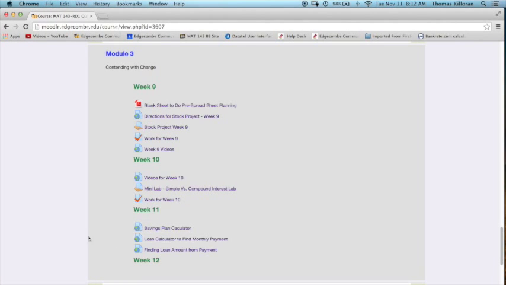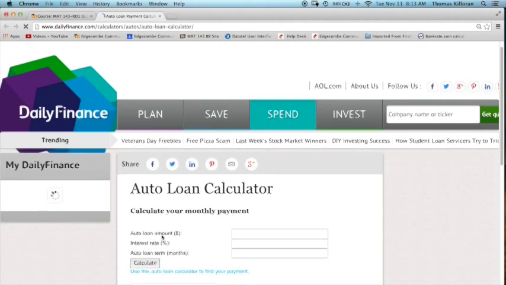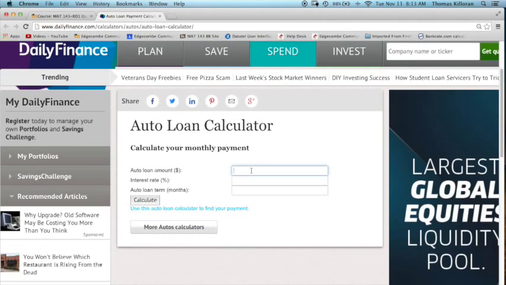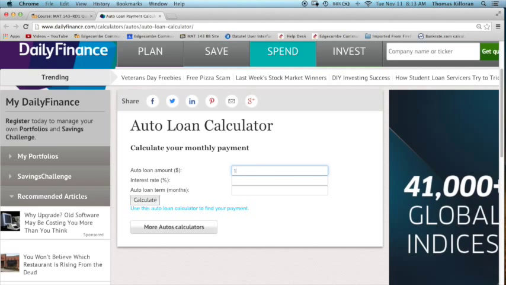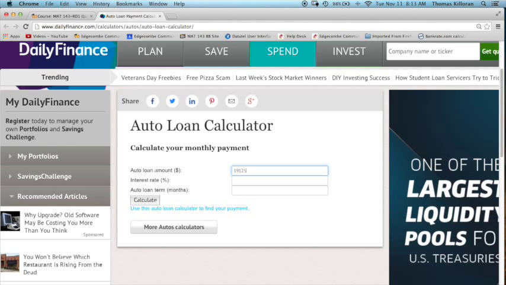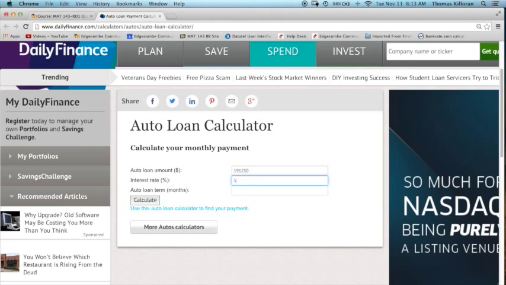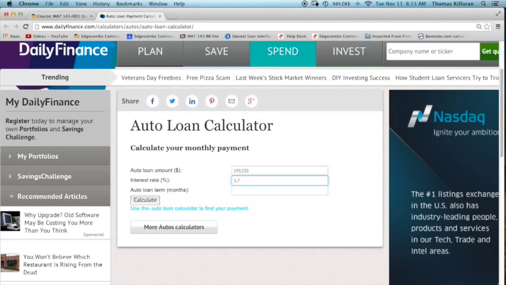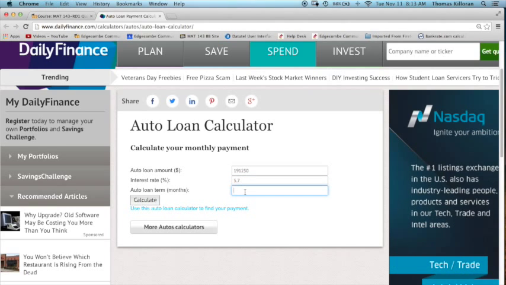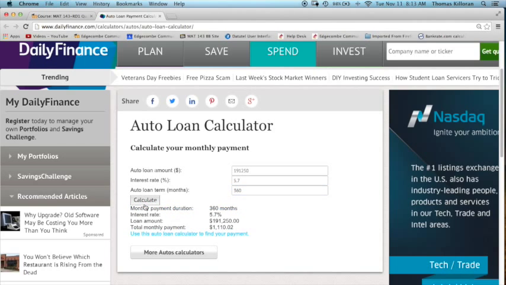Alright, so let's go to the website. So this is the Moodle page. Under here is loan calculator to find monthly payment. So we'll go to that website. And what we want to enter is the amount of money we're borrowing, which is $191,250 after the down payment. That's all that's left. The interest rate was 5.7%, so I'll just put in 5.7. And the term is 30 years, so 30 times 12 is 360 months. And let it calculate it.